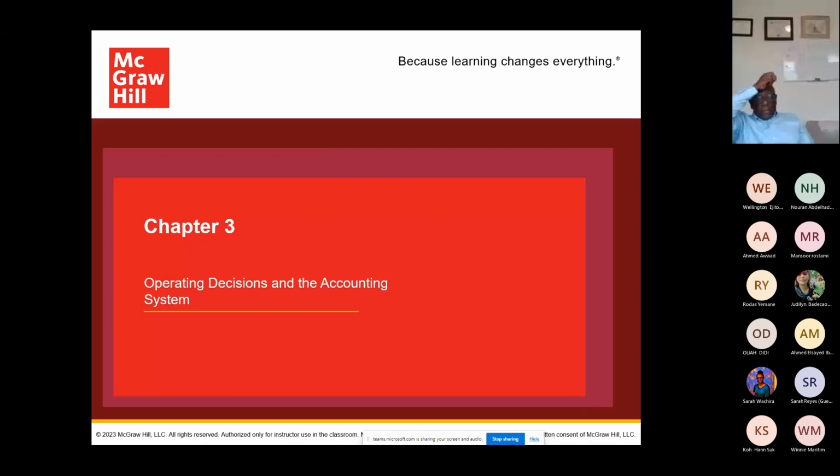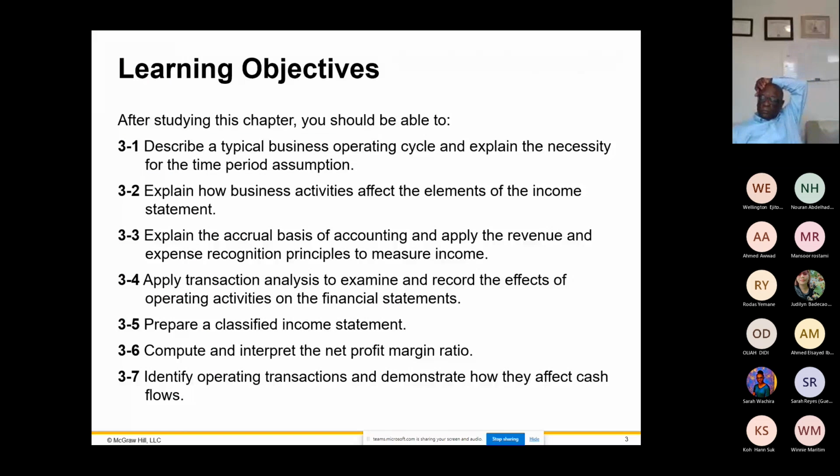The learning objectives are long, so we'll run through the explanations quickly, and then you go through them in detail when you are studying. If there is any question, I am available 24 hours. If you send me a WhatsApp, I will respond as soon as I open my WhatsApp.